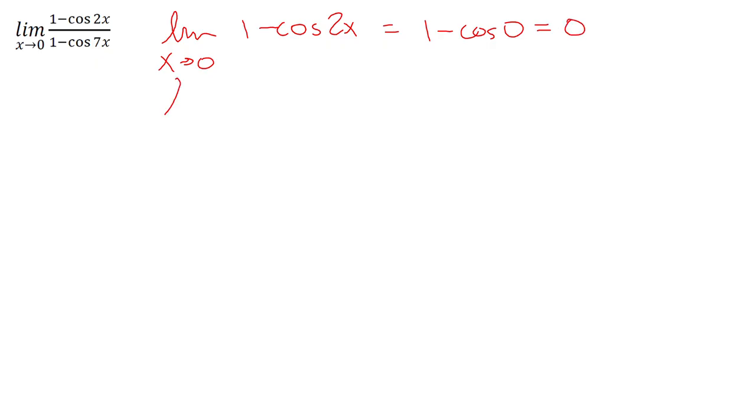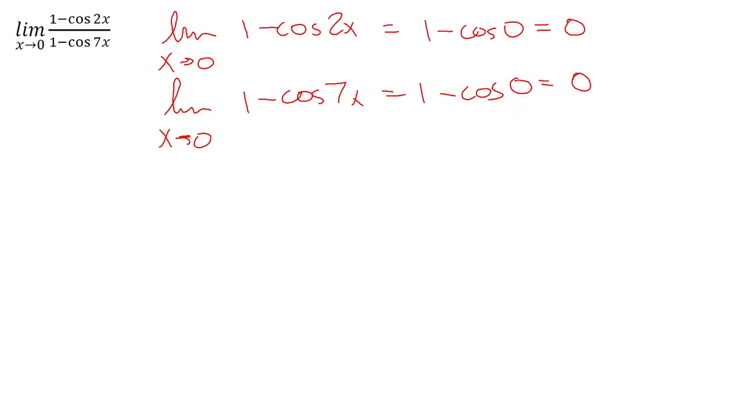Just a couple more problems. I think we have 3 more problems to go here. So we've got the limit as x approaches 0 of 1 minus cosine 2x over 1 minus cosine 7x. If we do a limit as x approaches 0 of 1 minus cosine 2x, we end up with 1 minus the cosine of 0, which is just 1 minus 1. And the same happens for 1 minus cosine of 7x. We still get 1 minus the cosine of 0, which is 1 minus 1, or 0.